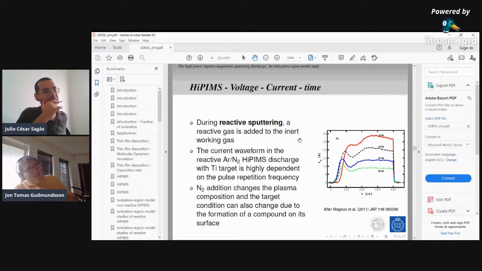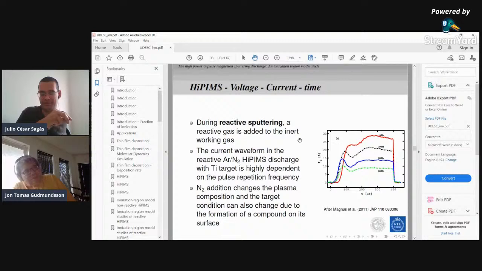But I believe that the sputter yield, in this case, if you add nitrogen, we form titanium nitride on the target surface. And probably the sputter yield of titanium nitride is more similar to the titanium. So the sputter yield does not go down when we form a titanium nitride target. I would think this is the reason, but it remains to be proven.